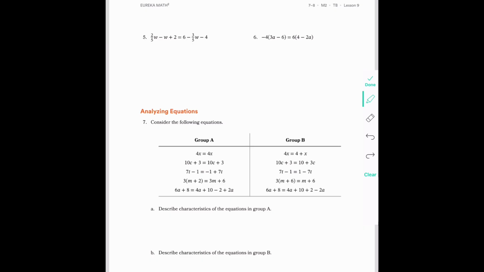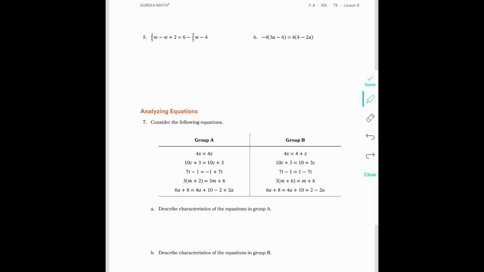Okay, so we should have done numbers 5 and 6. So let's go through them real quickly. If we look at number 5, it has fractions. It is very possible for you to use the technique that we did in the lesson before this, lesson 8. If you use that technique, this is your opportunity to check and see if you did it right.